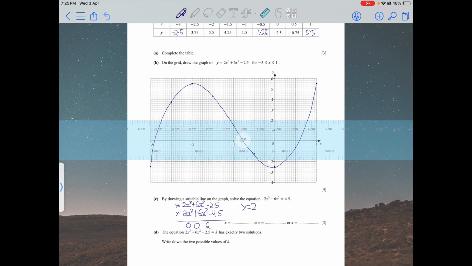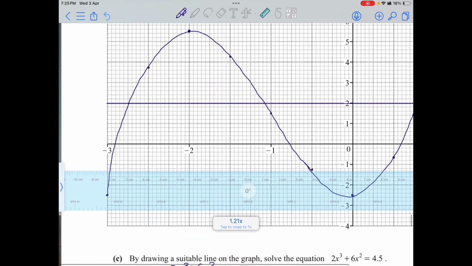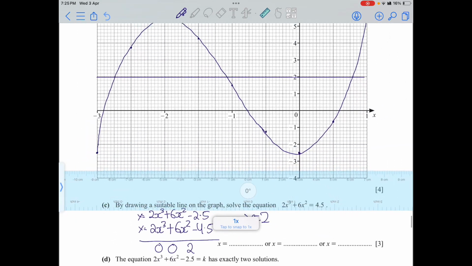Now if we show y is equal to 2 here, and then put them here, one of the points will be 2.5, negative 2.5.